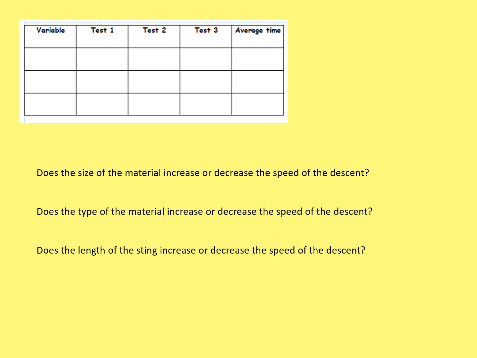Okay, so just to recap, you need to go back through the slides and decide which variable you are going to change, whether that be the type of material, the size, or the length of the string. Okay, and really look closely at how we're making this a fair test, because all of the other variables, constant variables, need to stay the same. Okay, you need to fill in your test results and then answer your inquiry questions.